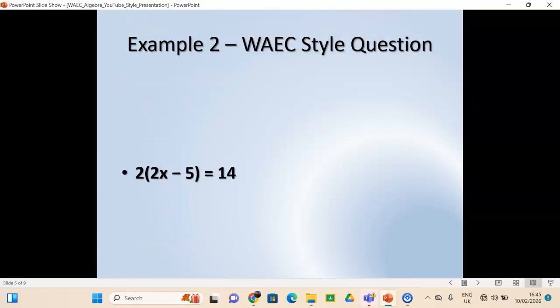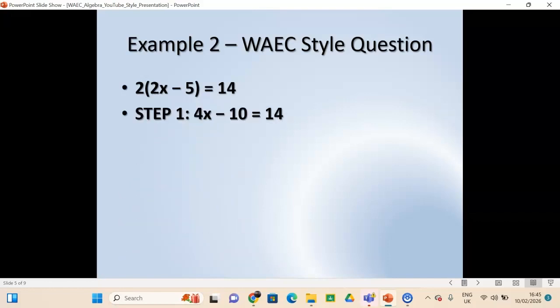Now let's look at this also. This is 2 bracket 2x minus 5 equal to 14. What would you do? It's going to say 4x minus 10 equal to 14. Meaning you're going to multiply the whole of this bracket by the 2 you have outside. So we're going to say 2 times 2x. That will give you 4x. Then 2 times 5 will give you 10. Causing a positive sign, that will make it positive 10. You're going to have 14 plus 10.